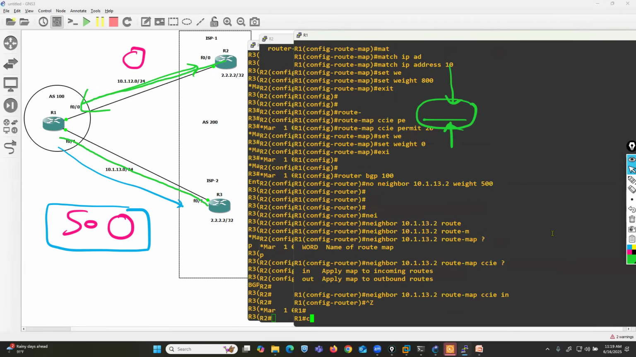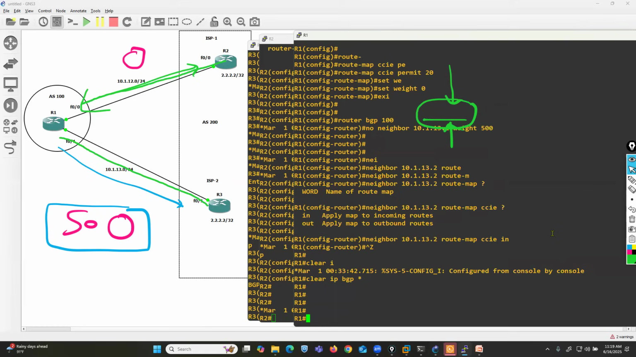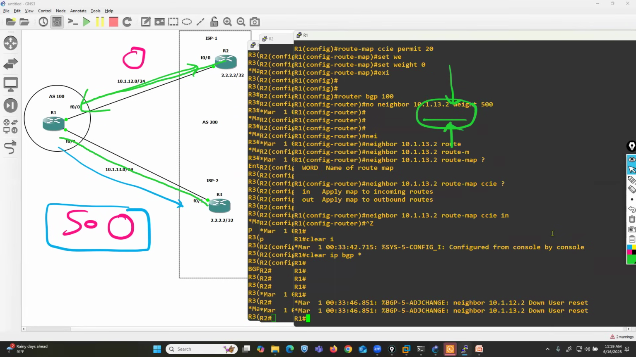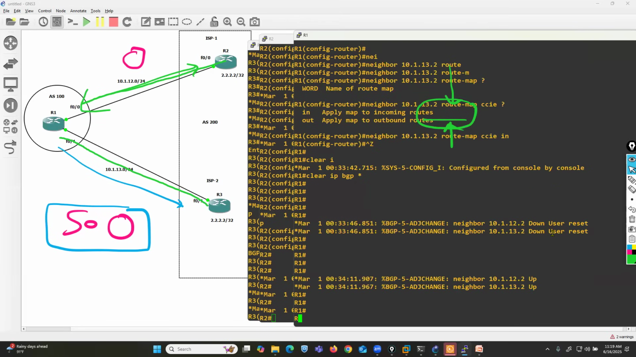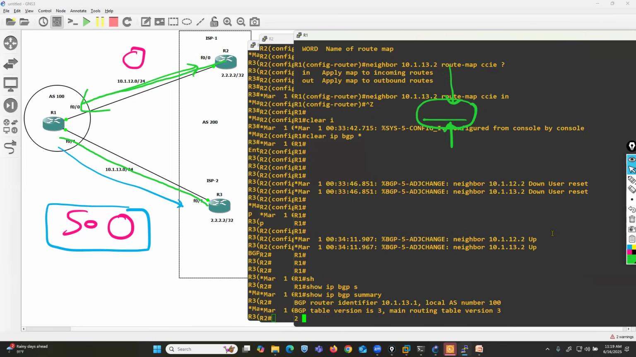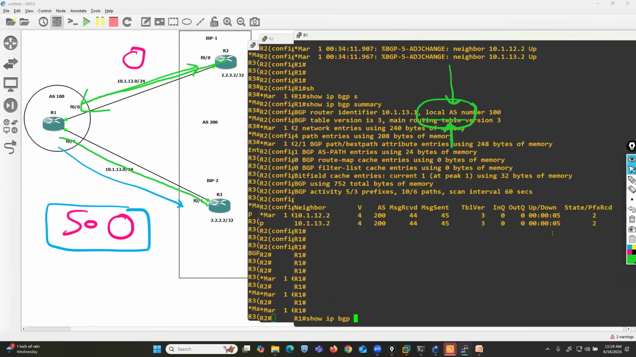Now, if you go and check, clear ip bgp asterisk, let's reset our BGP connection. We can verify again. It's taking time. Wait. Show ip bgp summary. Yes, I have two neighbors. Let's verify the BGP table again.